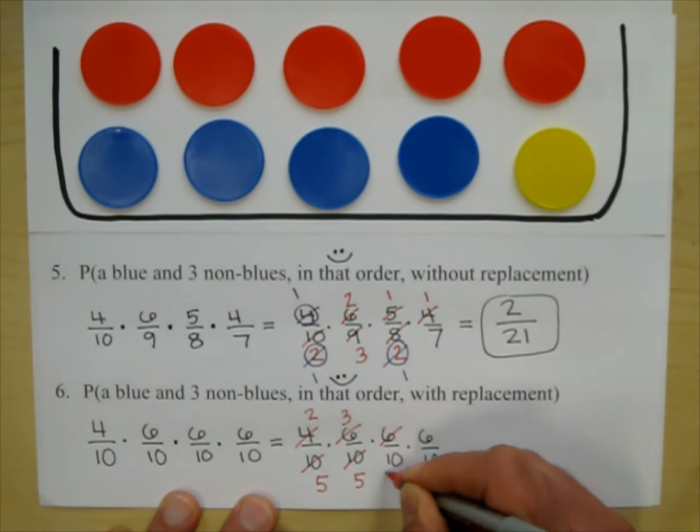Problem number 8. What is the probability of getting 2 reds and 2 blues, not necessarily in that order, without replacement? Okay, so not necessarily in that order, I'm going to go ahead and put the neutral face. I'm going to have to use combinations.